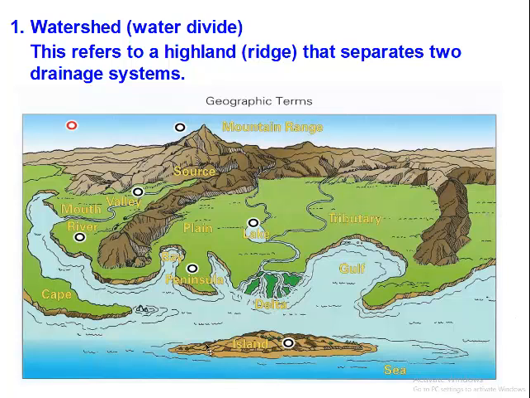Now, on your screen here, you can see a mountain range and a water body here. On the other side of the mountain range too, there is a water body there. So this mountain range here serves as a boundary between the two water bodies. And that is what we term as a watershed or a water divide.